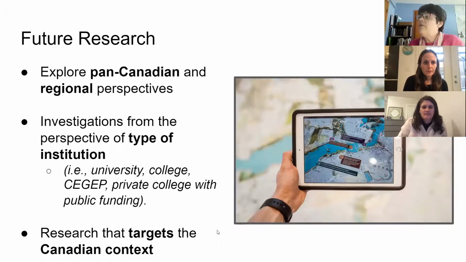So given what we've shared about this study today, there are a number of areas where we think there could be open for future research. Higher education institution leaders need to have a solid understanding of digital education in order to make informed decisions about faculty PD. So questions about digital education training for administrators could be addressed in future research.